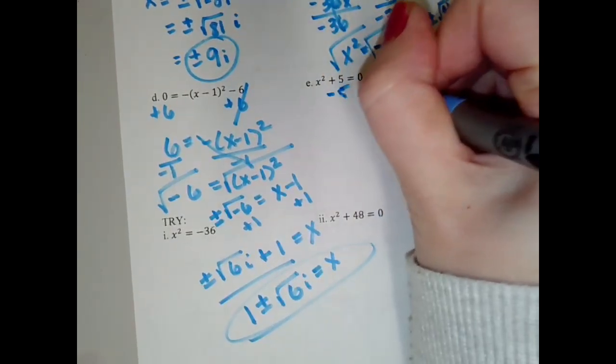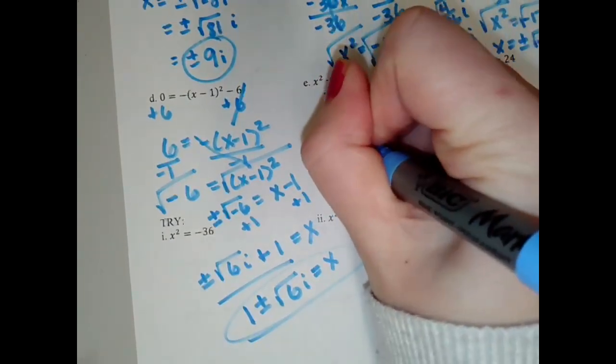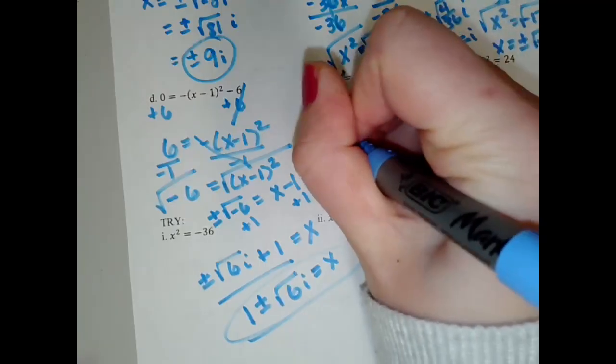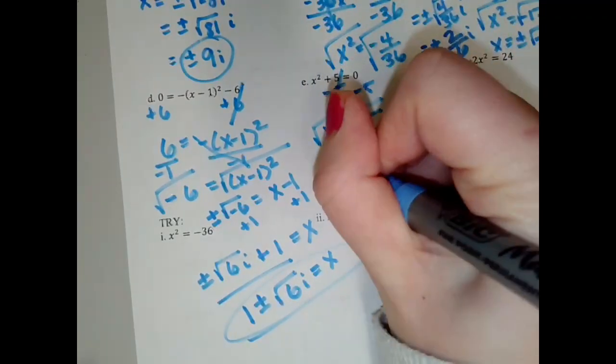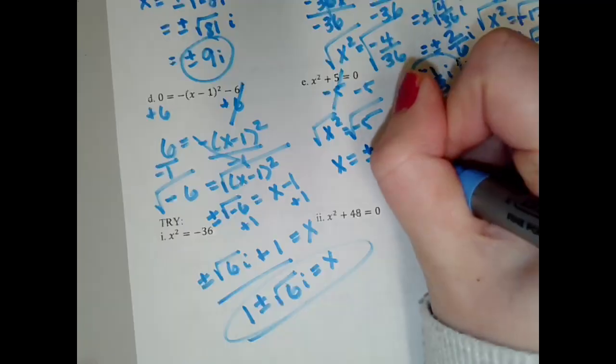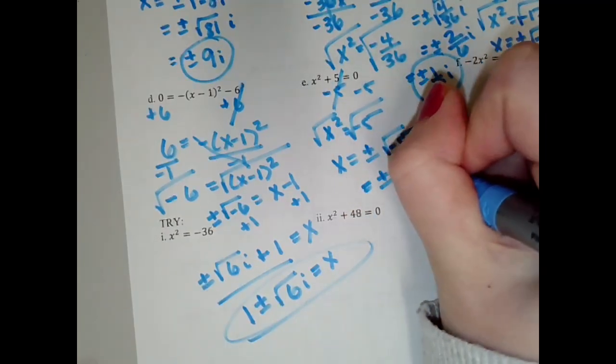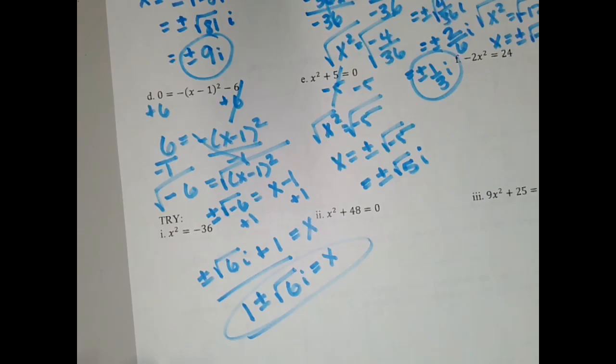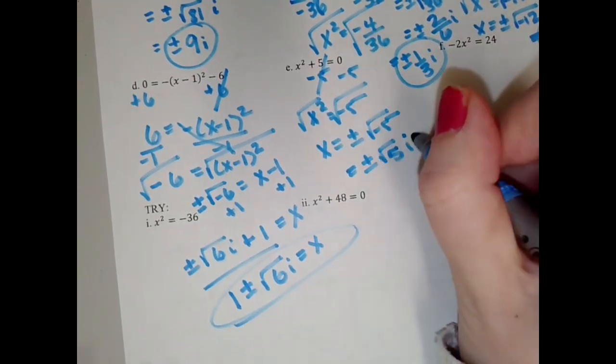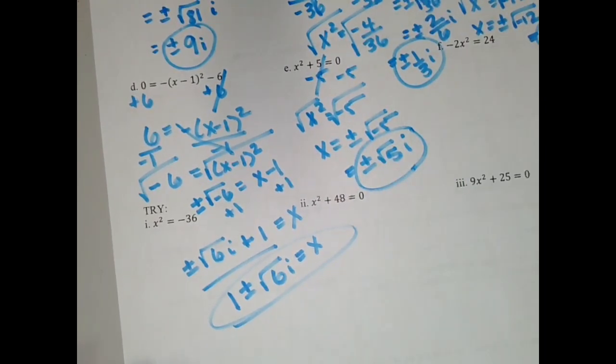Next, we're going to go ahead, isolate what's being squared. That gives me x squared equals negative 5. Undo the square by taking the square root. That gives me x equals plus or minus the square root of negative 5, which you can pull out that square root of negative 1, giving you i. Square root of 5 does not simplify, so that's actually it.